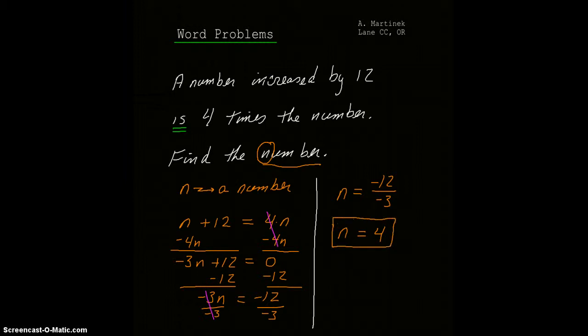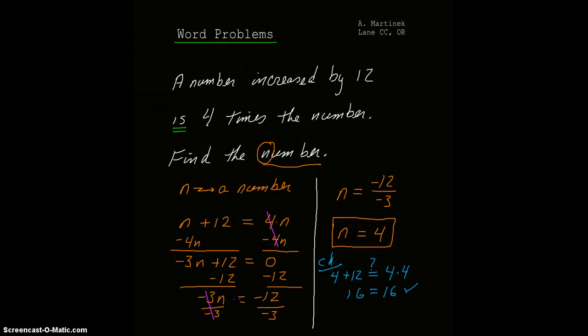Let's check this. Well, if I take 4 and add 12 to it, is that the same thing as 4 times 4? Well, 4 plus 12 is 16, and certainly that equals 4 times 4, which is 16. So we have found the number.